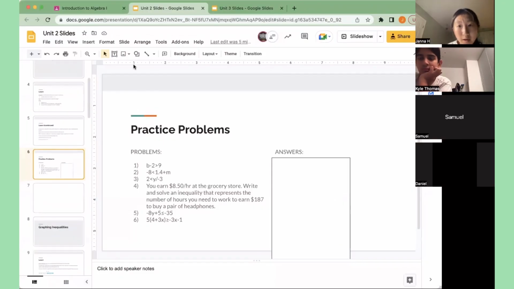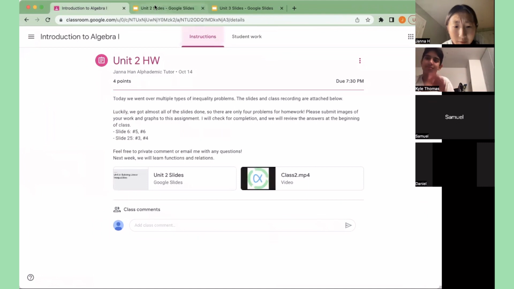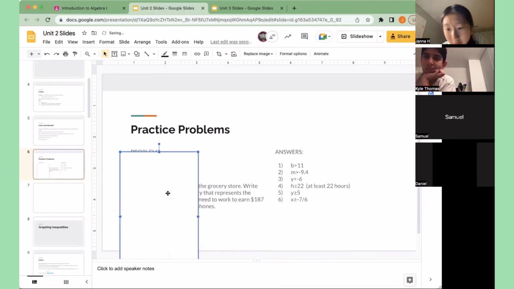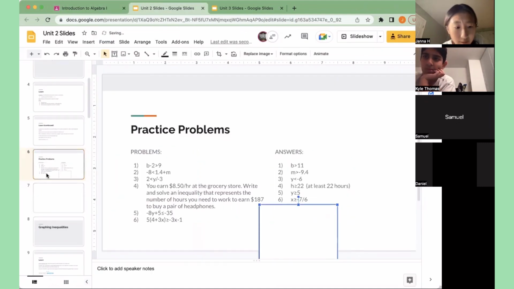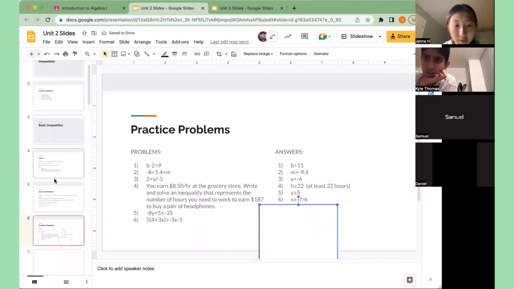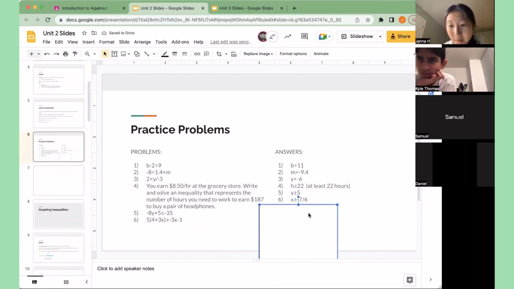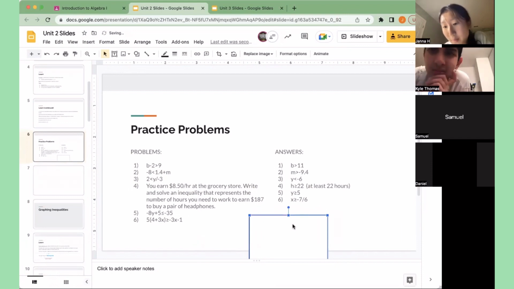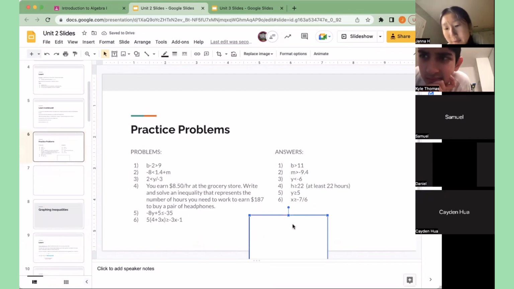Okay, so you guys can check your answers now and let me know if you need me to go over it, but you have to do slide 6, number 5 and 6. So you didn't have to graph for these because these were just like the basic inequality section. The answer for number 5 is y is greater than or equal to 5, and the answer for number 6 is x is greater than or equal to negative 7/6. Does anyone need me to go over that?